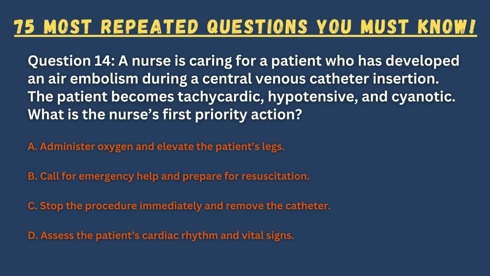Question 14. A nurse is caring for a patient who has developed an air embolism during a central venous catheter insertion. The patient becomes tachycardic, hypotensive, and cyanotic. What is the nurse's first priority action? A. Administer oxygen and elevate the patient's legs. B. Call for emergency help and prepare for resuscitation. C. Stop the procedure immediately and remove the catheter. D. Assess the patient's cardiac rhythm and vital signs.